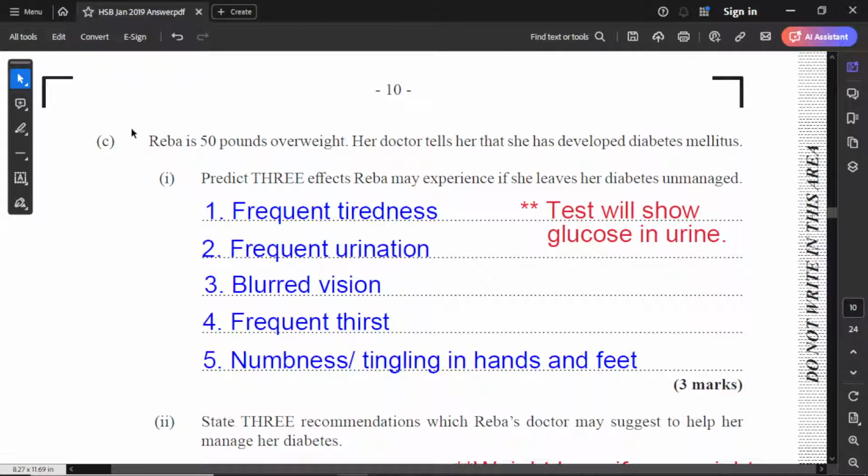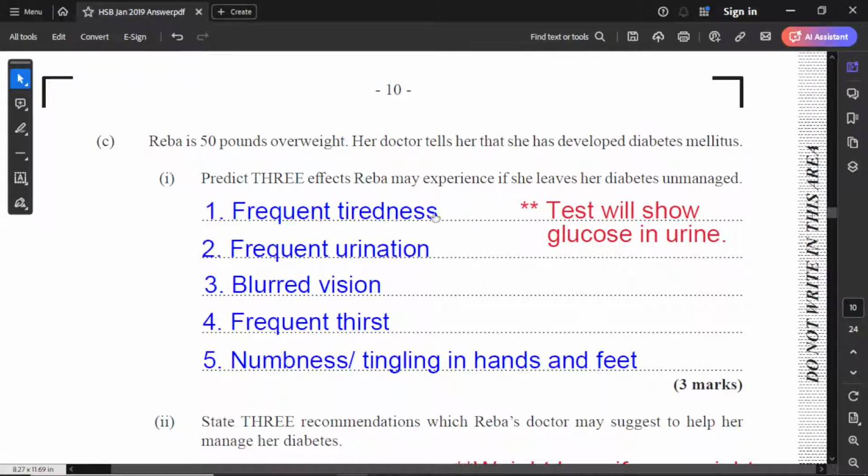And this is part C of this question. And so it reads that Reba is 50 pounds overweight. Oh Lord. Her doctor tells her that she has developed diabetes mellitus. And for part one of this, is to predict three effects Reba may experience if she leaves her diabetes unmanaged.